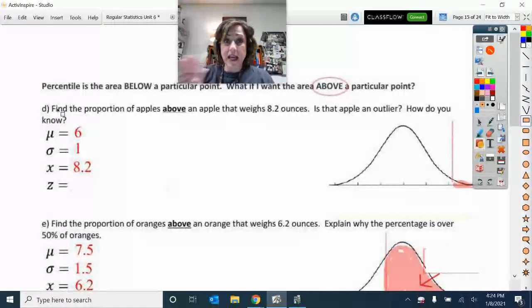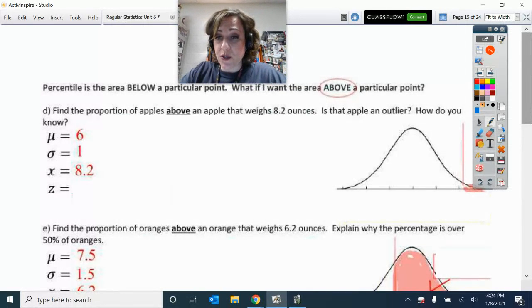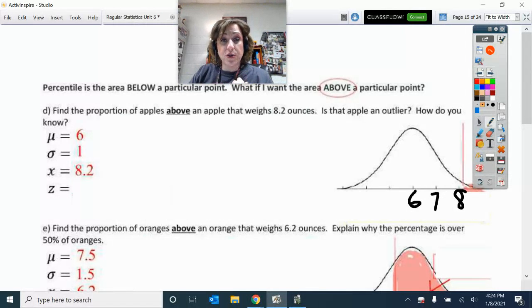So when I asked you to take a look at some of these and try them, here we wanted the proportion of apples above 8.2. So with the same mean and standard deviation, but the x value is 8.2. Over here I had not put in what these things were. So this was our 6, and then our 7, and then our 8. You can see that line was just a little bit to the right of the 8, so that it was at 8.2. Okay.